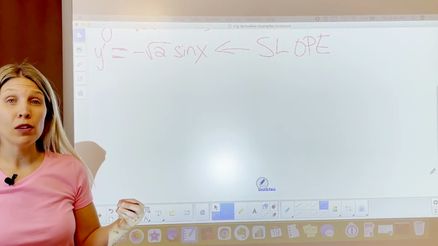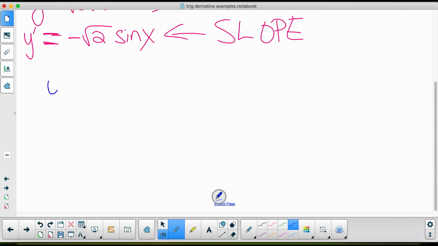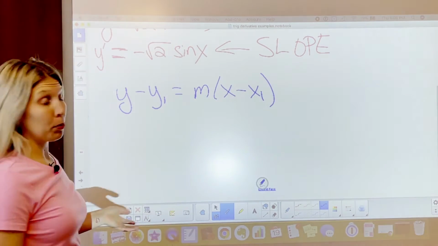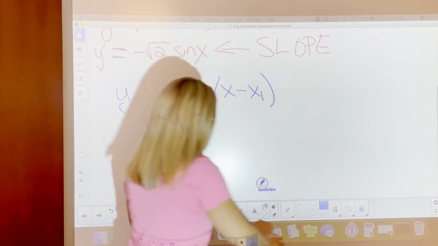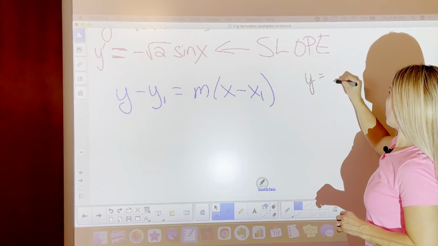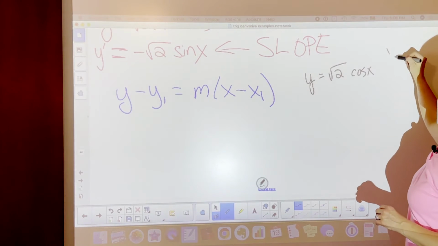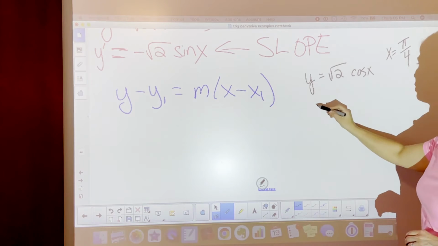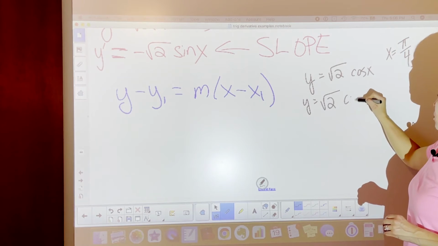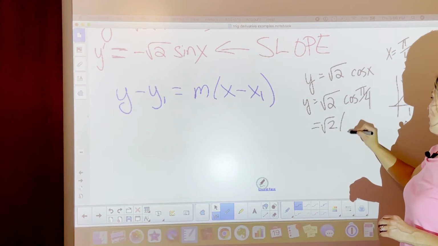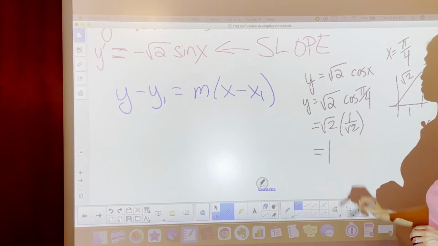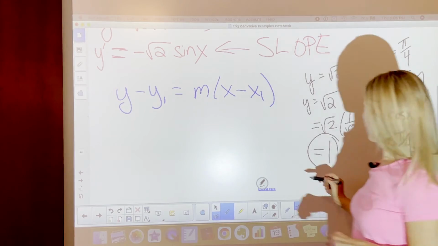Now that we have the derivative, we need to write the equation of a line. y minus y1 equals m times x minus x1. And at this point, we're just going to be plugging in. Since we have our x value, we just need to go back to the original equation and find our y value. So the equation was y equals square root of 2 cosine x. And they wanted it when x equaled pi over 4. So that's going to equal square root of 2 cosine of pi over 4. And hopefully if you remember your triangles, cosine is 1 over the square root of 2. So the square root of 2 times 1 over the square root of 2, oh, doesn't that work out just peachy keen and nice for us, is 1. So this is our y value.